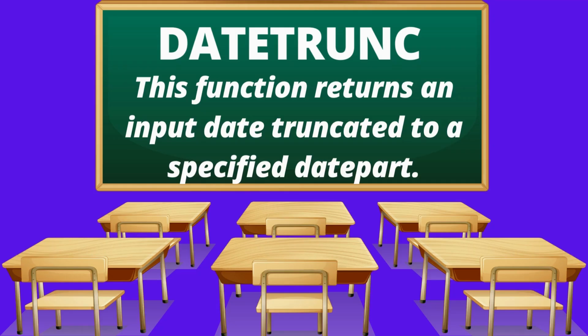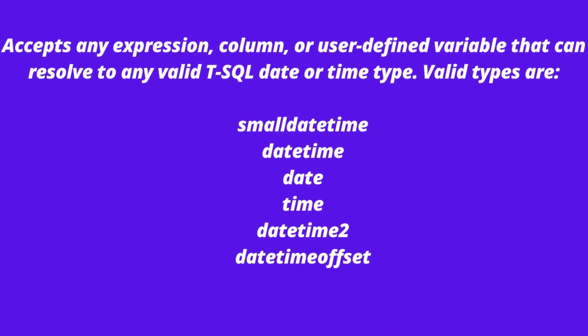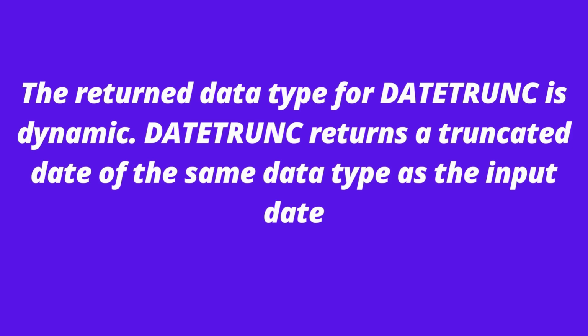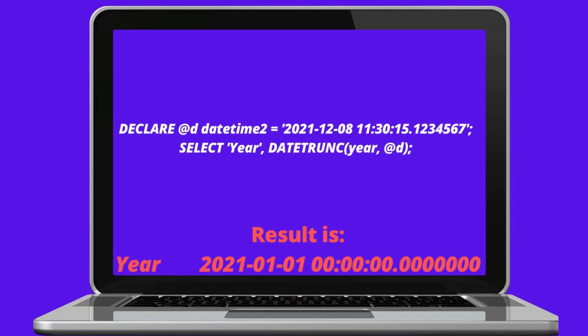This function returns an input date truncated to a specified date part. Accepts any expression, column, or user-defined variable that can resolve to any valid T-SQL date or time type. Valid types are smalldatetime, datetime, date, time, datetime2, datetimeoffset. The returned data type for this function is dynamic. This function returns a truncated date of the same data type as the input date. In this example, the variable is truncated to the year.